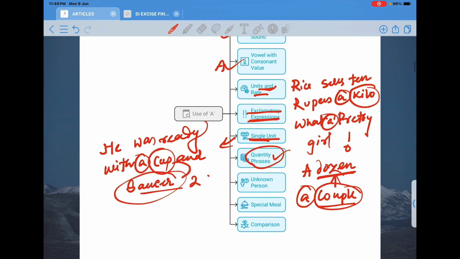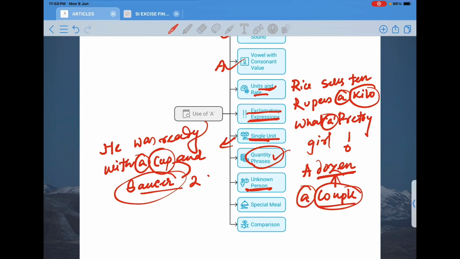Next, unknown person. It is used with a person's name to indicate that the person is perhaps unknown to the person addressed. Suppose someone is at your door: "A Mr. Roy is at the door." Before Mr. Roy, you will use "a" because the person is unknown to you.